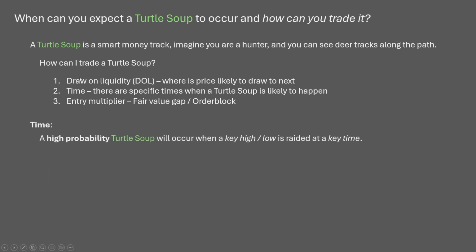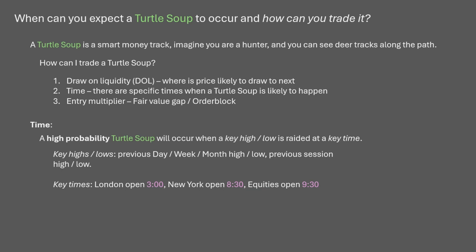Now a closer look at time. A high probability turtle soup will occur when a key high or low is raided at a key time. A key high or low is the high or low in a certain time period. So, for example, you have a previous day's range. So you have your high and your low of the previous day. Those two points are very sensitive to price action. So those two levels, the high and the low of the previous day, are very important. Same goes for the previous week or the previous month's high or low.